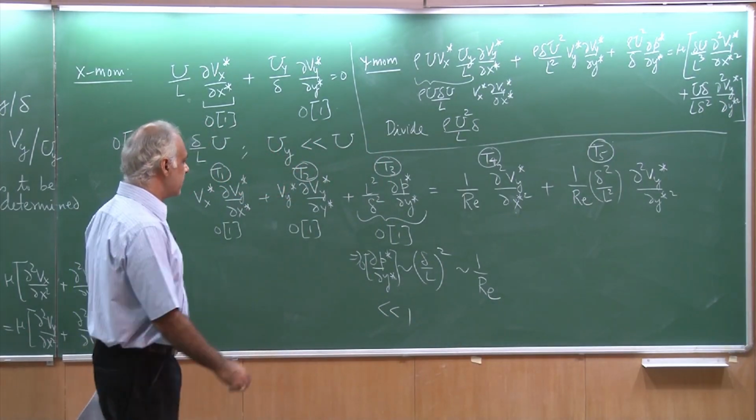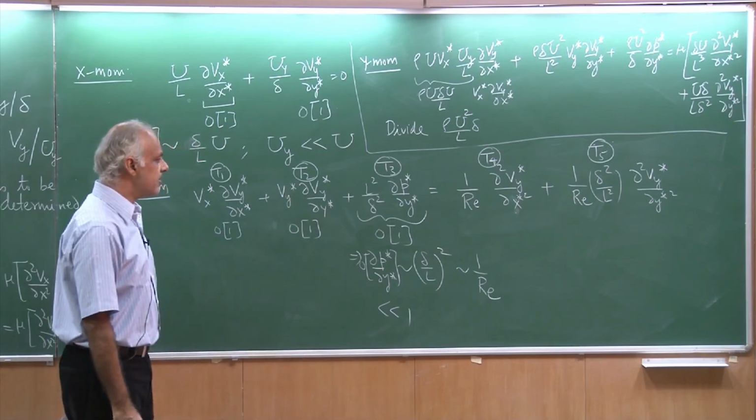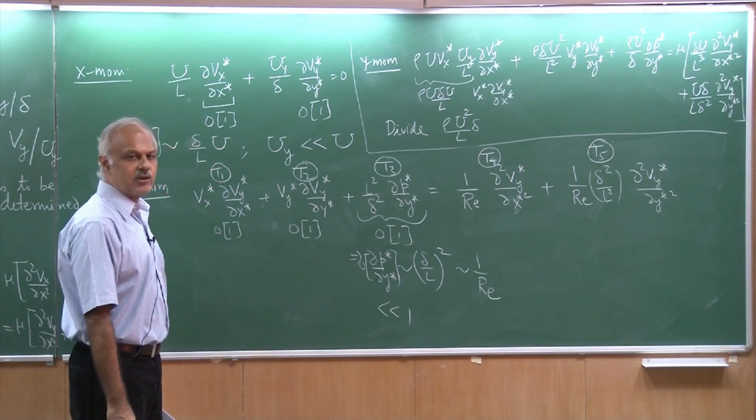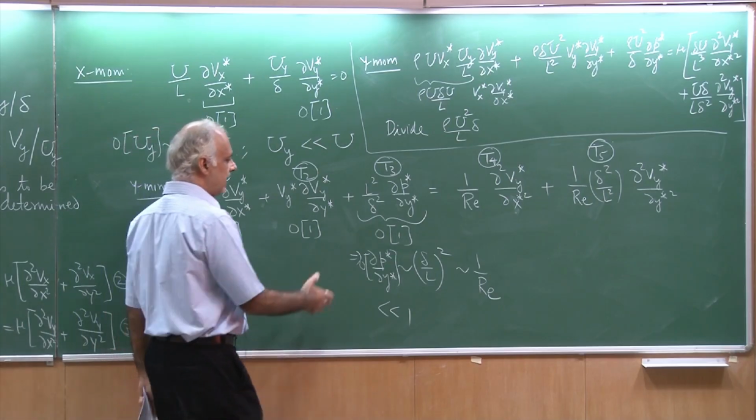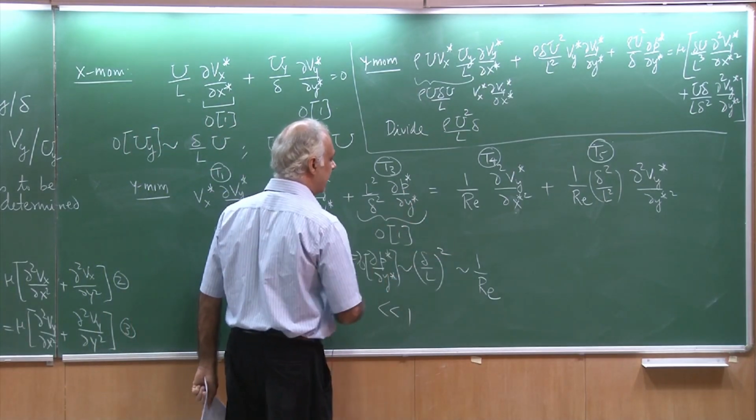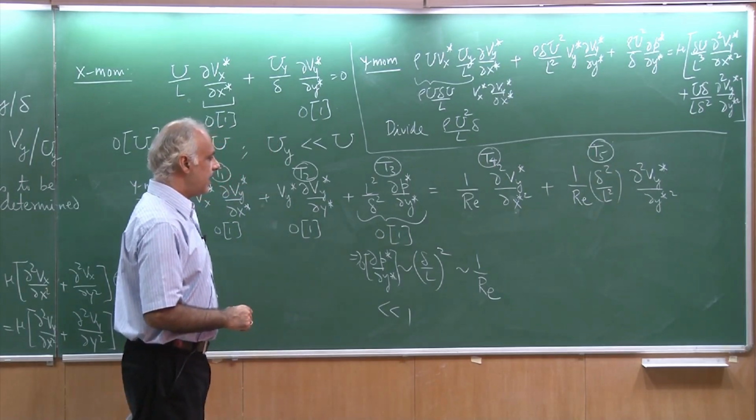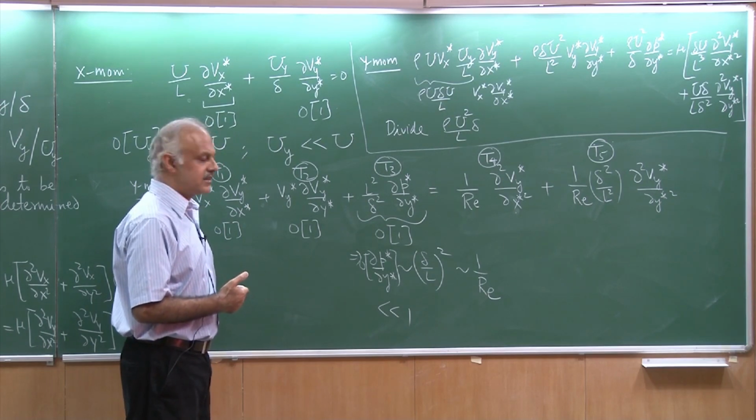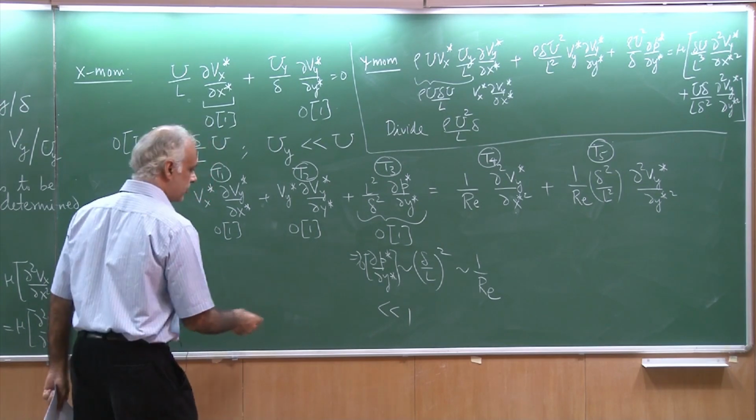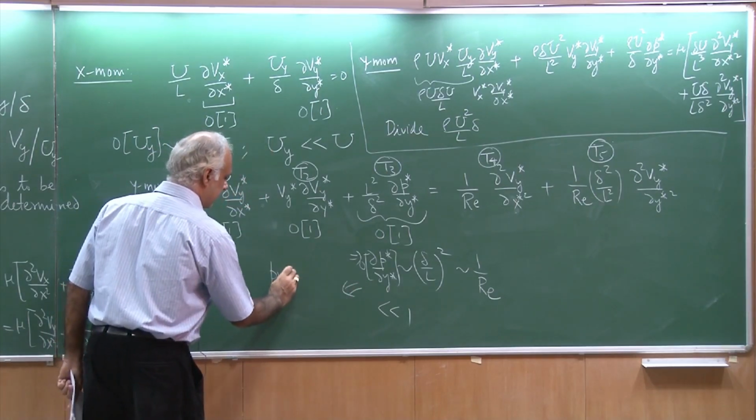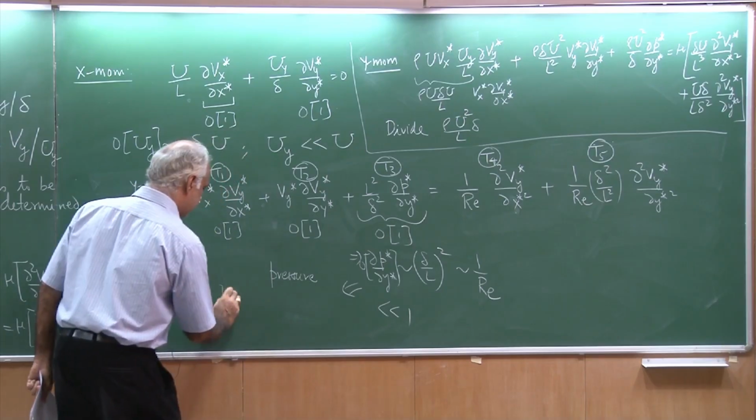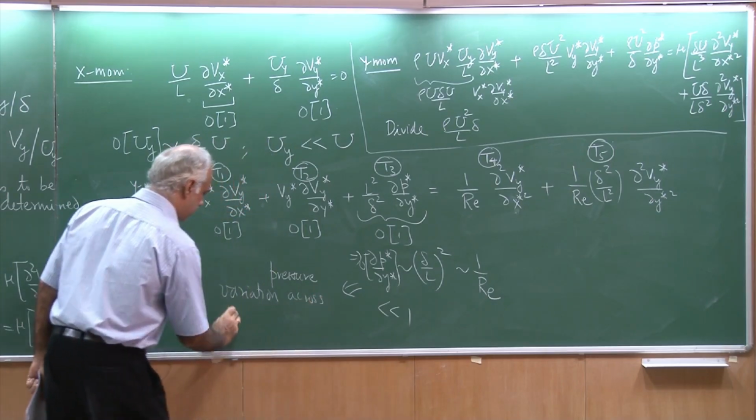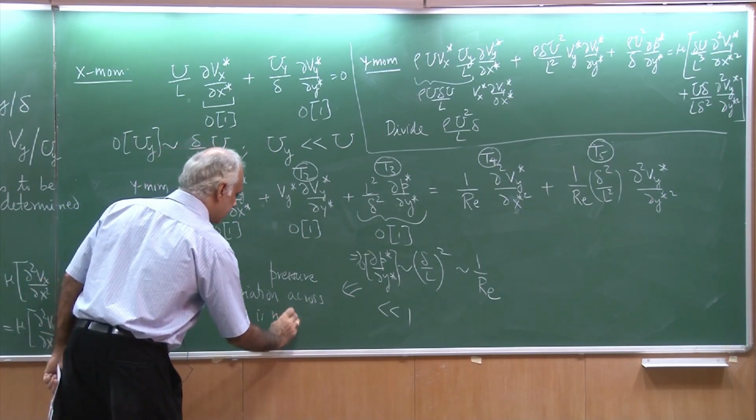So I am able to conclude from this that if these are the convective terms, and the pressure terms have to be at the most of this size, they cannot be larger, then this del P star by del y star has to be very small. Therefore what it means is that the pressure variation across the boundary layer is negligible.